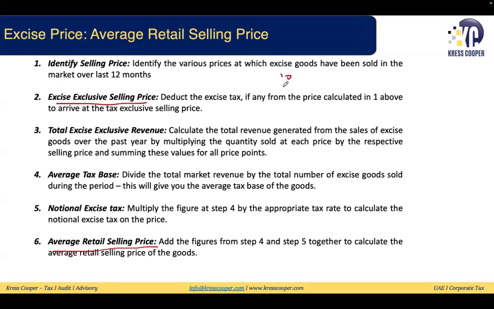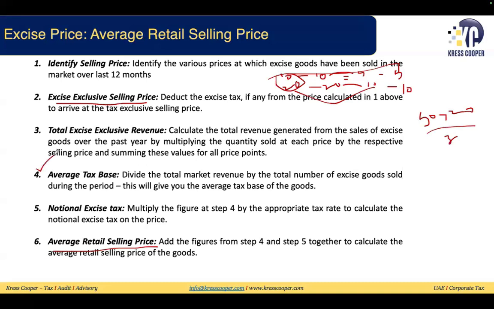Looking at an example for the average retail selling price, you take some samples. I'm taking two for the time being. Assume the product sold is 10 quantity and 20 quantity. You basically need to remove the excise duty. Assuming 5 and 10, the remaining prices will be 5 and 10. You need to multiply: 10 multiplied by 5 is 50, plus 20 multiplied by 5, 100, total 150. Total quantity 20 plus 10, 30. You divide by 30 and get one average price.